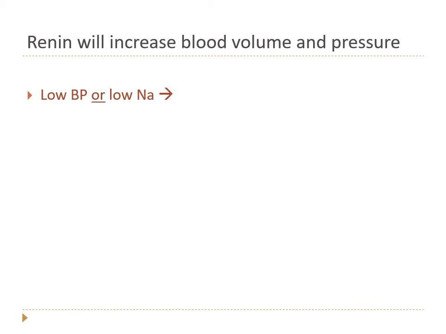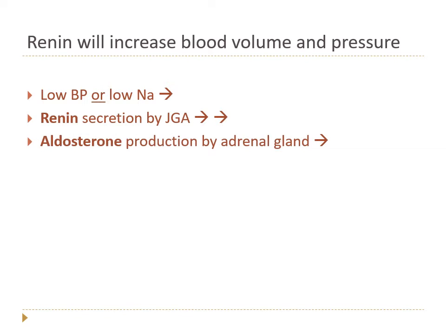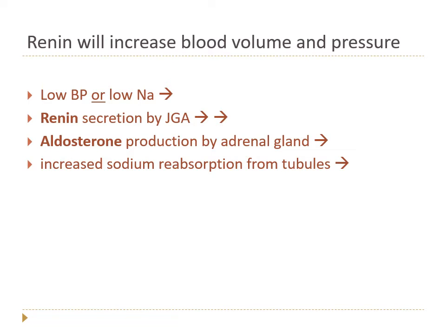So if we have either low blood pressure or low blood sodium, the JGA is going to secrete renin, an enzyme. That will put in motion a bunch of consequences that will ultimately end up in production of the hormone aldosterone by the adrenal glands. Adrenal glands sit right on top of the kidneys. Ad means toward, so adrenal, they're toward the renals, they're toward the kidneys. So aldosterone then is going to cause increased sodium reabsorption, and then you'll get increased water absorption because of the osmotic activity of that sodium.